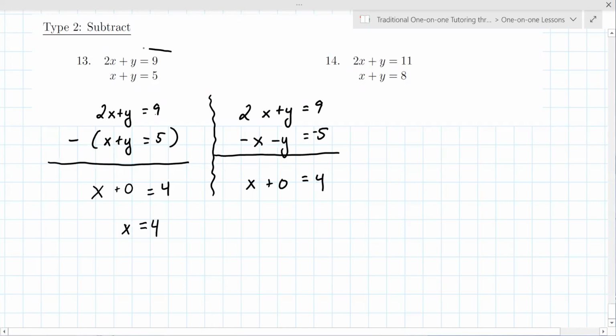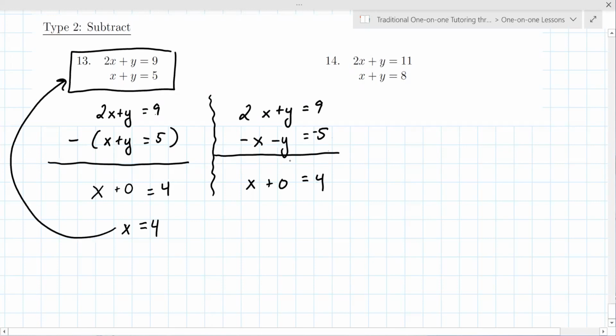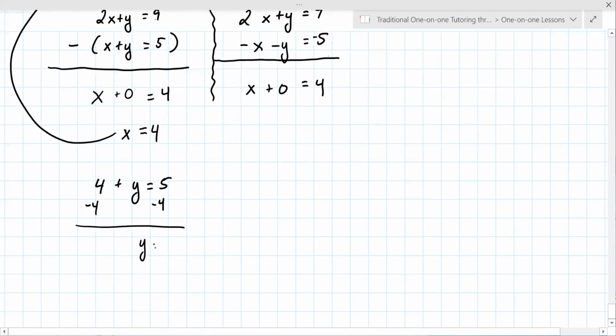Now, this is key. You always go back to the original system when you're solving for the other variable. Do not go back to an intermediate result. Now, my choice this time would be to go to the second equation, because it looks simpler to me. But maybe you see that and say, oh yeah, that looks better to me. So then you subtract 4, and y equals 1. So x equals 4, y equals 1.